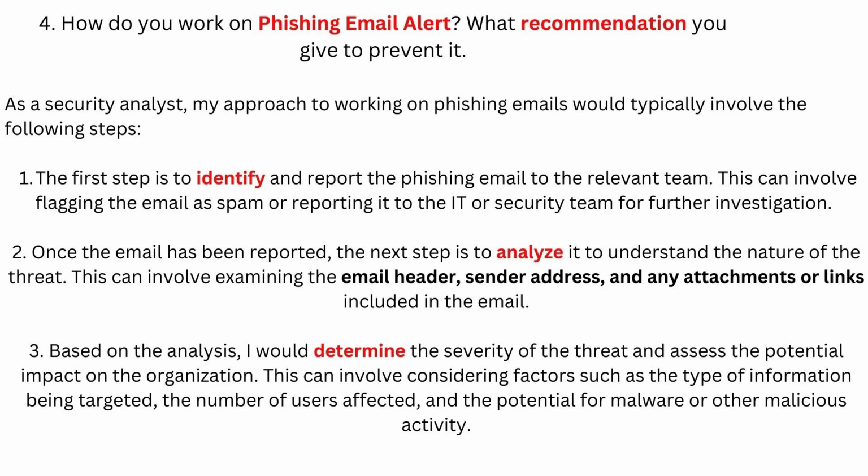As a security analyst, my approach to working on phishing emails would typically involve the following steps. The first step is to identify and report the phishing email to the relevant team. This can involve flagging the email as spam or reporting it to the IT or security team for further investigation. Once the email has been reported, the next step is to analyze it to understand the nature of the threat. This can involve examining the email header, sender address, and any attachments or links included in the email.